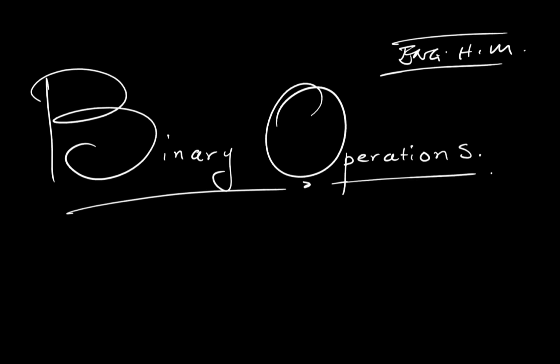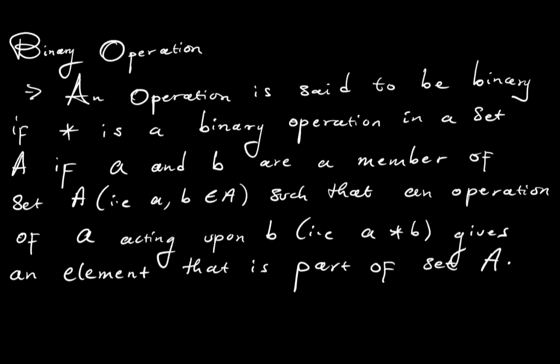Alright, so let's begin. So what are binary operations? By definition, binary operations can be illustrated in this manner. It tells us that an operation is said to be binary if star is a binary operation in a set A, and if A and B are members of set A, such that the operation of A acting upon B gives an element that is part of set A.